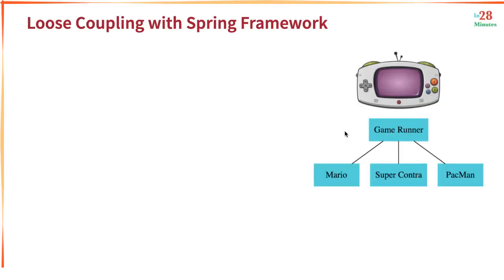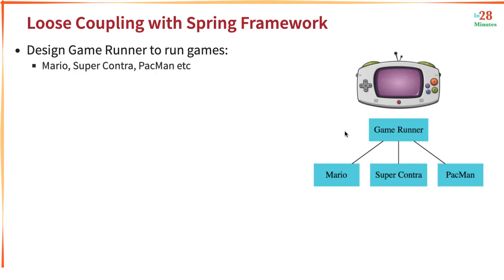Welcome back. Let's get a 10,000 feet overview of this simple gaming app that we'll be building in this specific section. What you want to do is to design a game runner to be able to run a number of games. You would have played Mario, Super Contra, Pac-Man. So you'd want to be able to have a game runner and use that to run these different kinds of games. You would have used a gaming console like this to play the games. You'd have several buttons on them and you would use them to play different games.